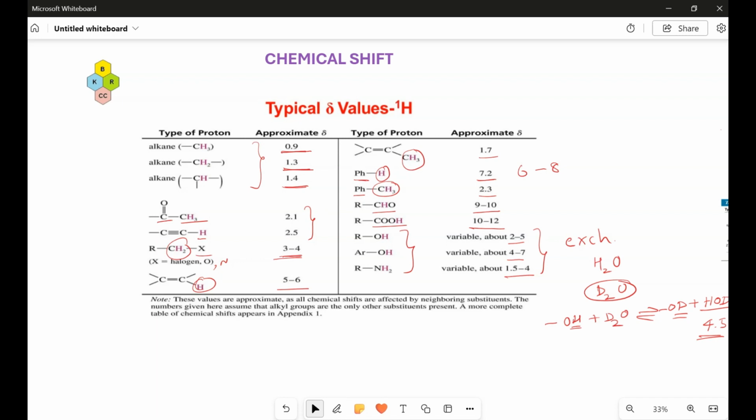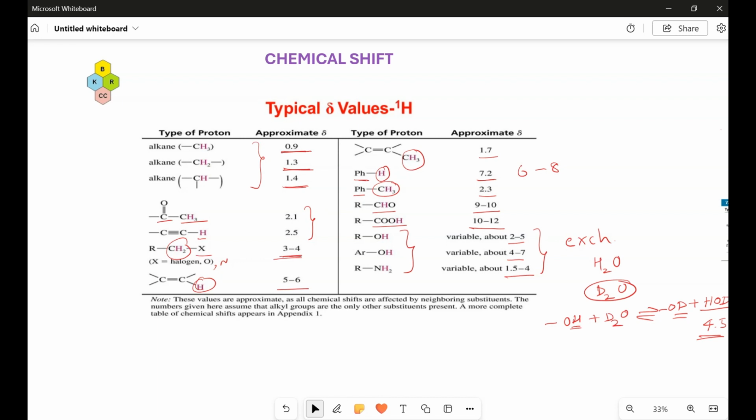So once again, shall we have a quick revision? Alkanes are from 0 to 2, attached to a heteroatom will be around 4. Then alkene will be 4 to 6. You'll have aromatic from 6 to 8. Aldehyde will be above 8, that is around 9. And carboxylic acid protons will be about 10, that is 10 to 12.